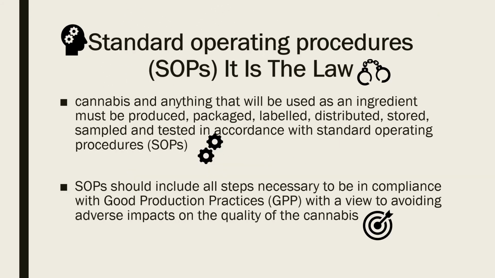So why do we need to really have SOPs in place? Well, it is the law. Cannabis and anything that will be used as an ingredient must be produced, packaged, labeled, distributed, stored, sampled, and tested in accordance with standard operating procedures. SOPs should include all steps necessary to be in compliance with good production practices with a view to avoiding adverse impacts on the quality of the cannabis. This is regulation and must be followed.